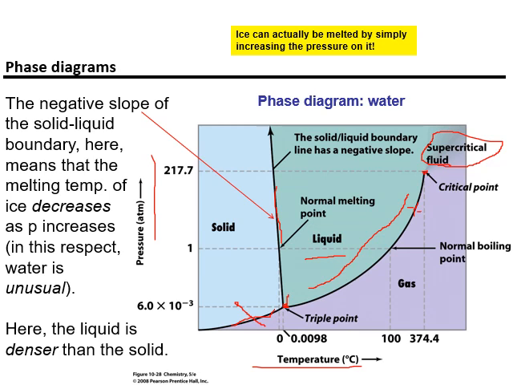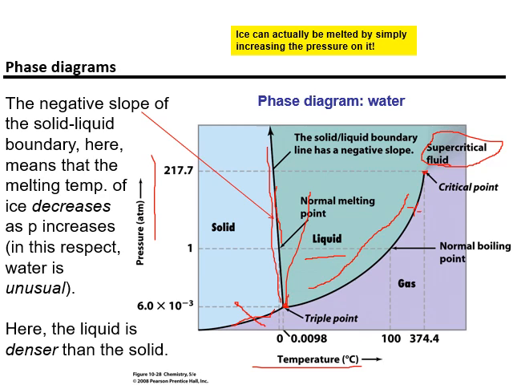Now, the one other thing we really need to notice here, because it's going to show up on exams, is that this line right here between the solid and the liquid is going off to the left. In other words, it's decreasing. It isn't going straight up. And just about everything else, or almost everything else, doesn't do that. Almost everything else goes this way, as we'll see in a minute.